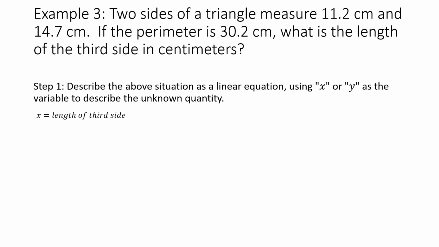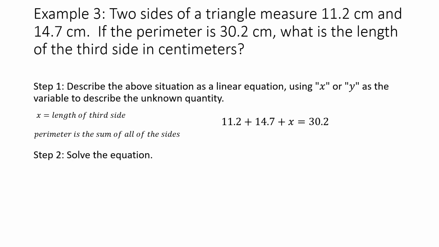The key word here in this problem is perimeter. Perimeter is the sum of all the sides. So that means we're going to take the first and the second side and the third side and we're going to add them to equal the total length, the perimeter, which is 30.2. So that's going to give me my equation of 11.2 plus 14.7 plus x equals 30.2.